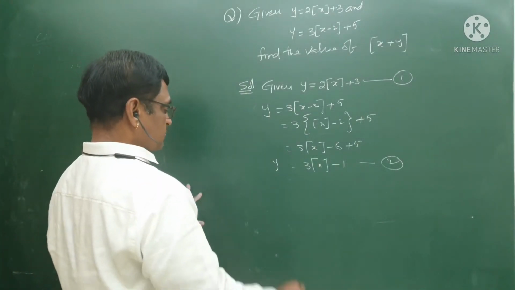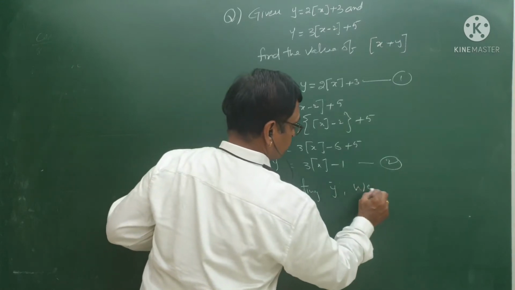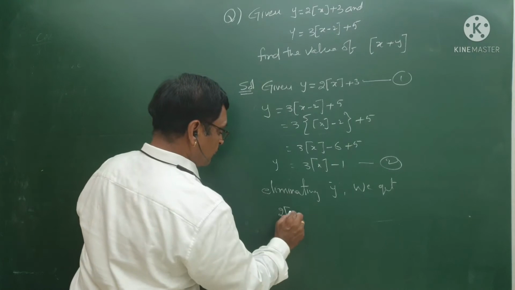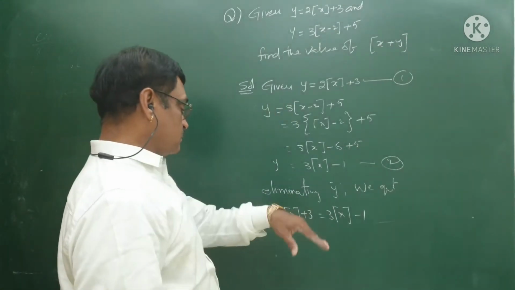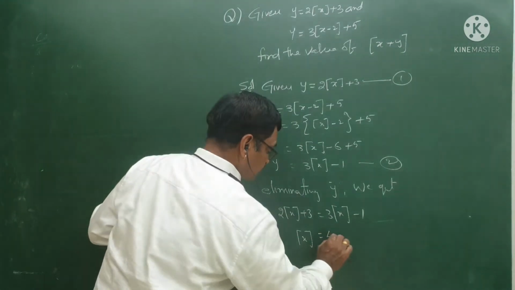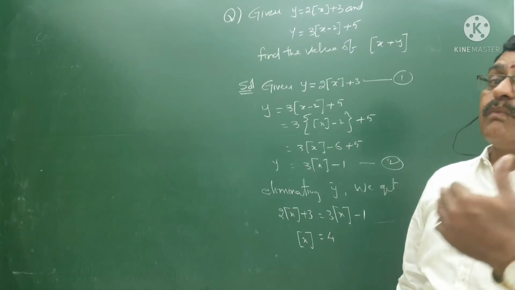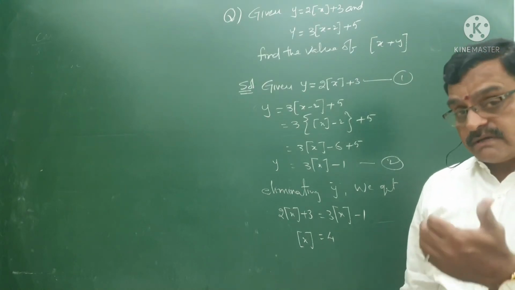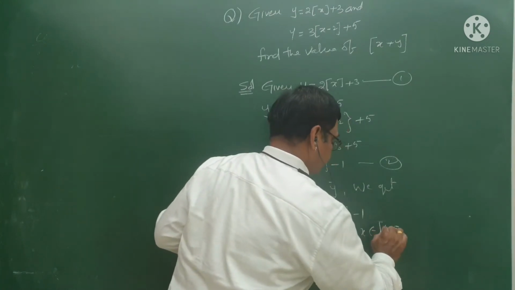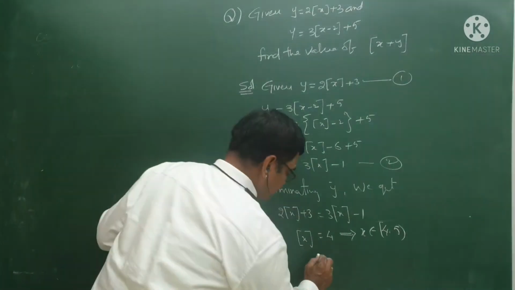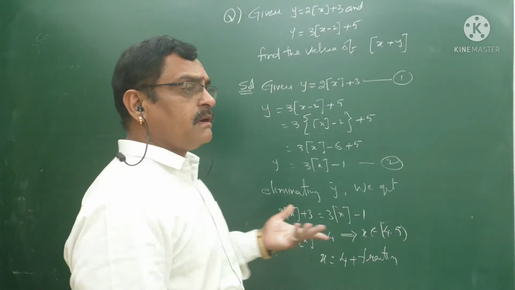First I will go for elimination of y. Eliminating y, we get 2 times the integral part of x plus 3 is equal to 3 times the integral part of x minus 1, or you can have the integral part of x is equal to 4. The integral part of x is equal to 4 means my x value can be 4 or more than 4, but not more than 5. It has an upper boundary 5. This implies I can write my x belongs to 4 to 5, 5 is not included. Or I can say my x is equal to 4 plus some fraction. Any fraction lies between 0 and 1.